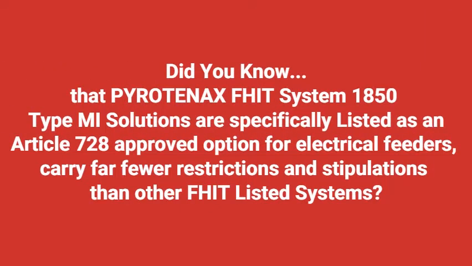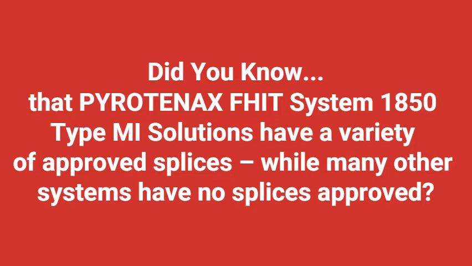Did you know that PYROTENAX FHIT System 1850 type MI solutions are specifically listed as an Article 728 approved option for electrical feeders and carry far fewer restrictions and stipulations than other FHIT listed systems? They also have a variety of approved splices, while many other systems have no splices approved.